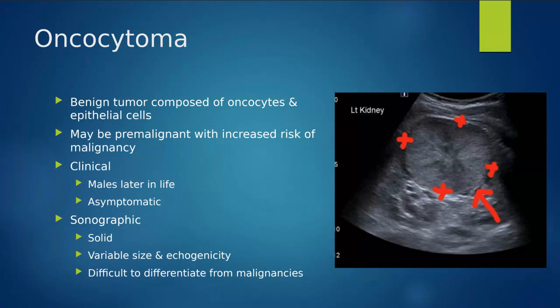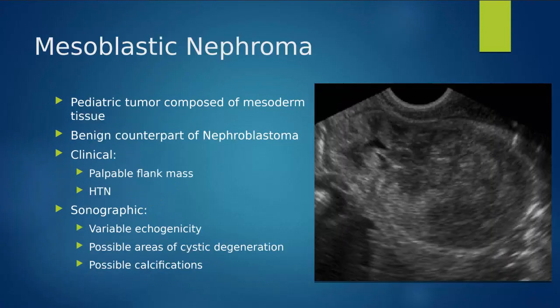So with oncocytomas, most likely going to occur in older men. They could be asymptomatic, right? It's benign. It's probably going to mind its own business quite a bit. On ultrasound, we're going to see a solid tumor, variable size, variable echogenicity. And like we said, it's hard for us to differentiate that from a really big cancer that's growing. So we're doing a further evaluation on anything that looks like this on ultrasound.